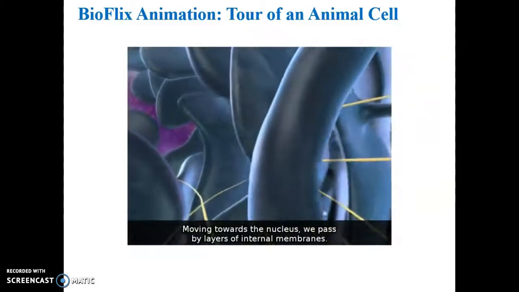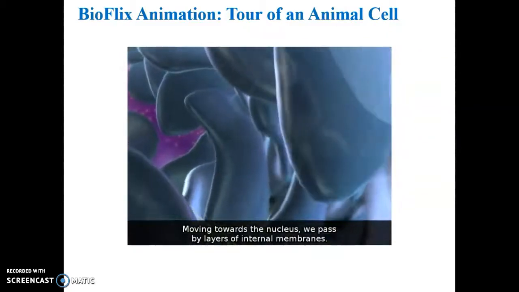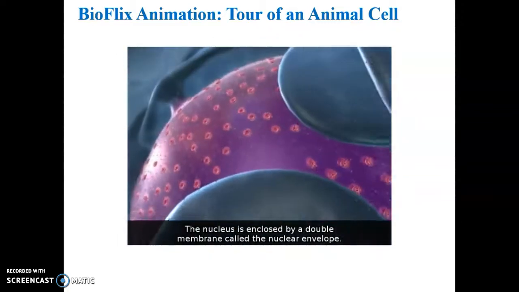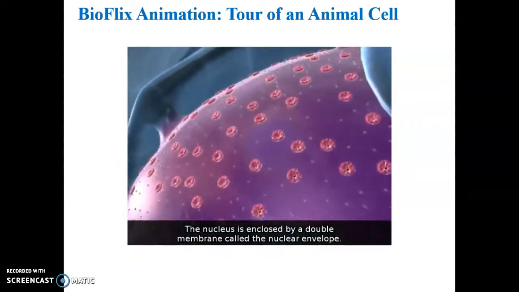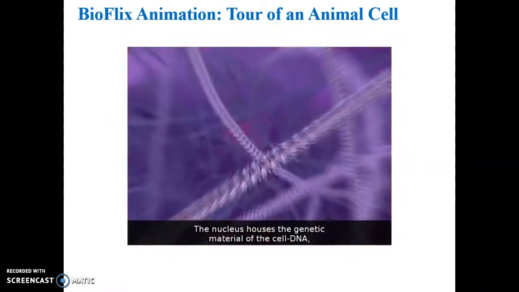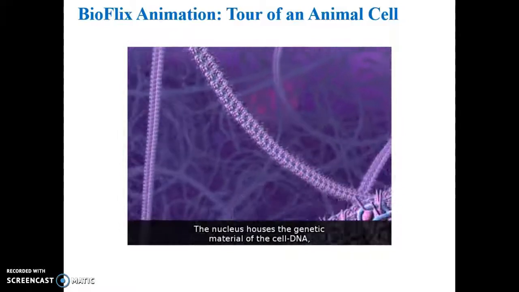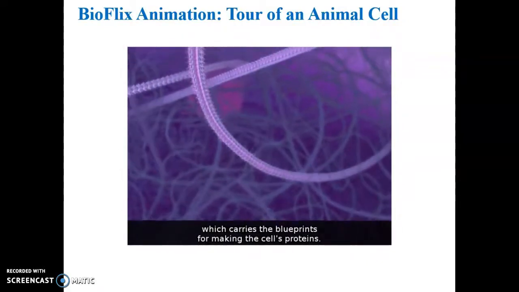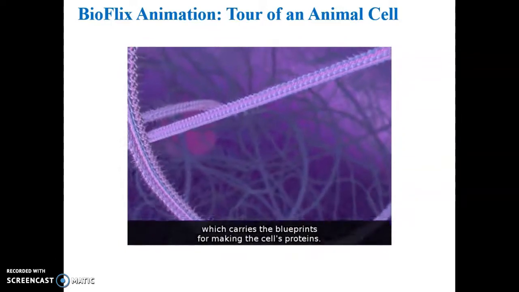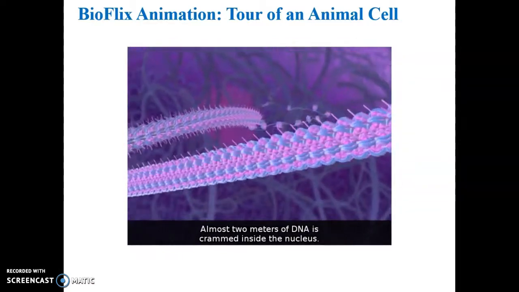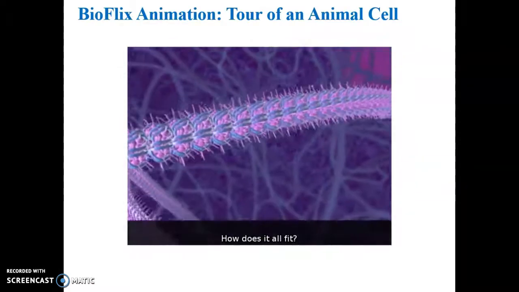Moving towards the nucleus, we pass by layers of internal membranes. The nucleus is enclosed by a double membrane called the nuclear envelope. Let's enter the nucleus through a pore. The nucleus houses the genetic material of the cell, DNA, which carries the blueprints for making the cell's proteins. Almost 2 meters of DNA is crammed inside the nucleus. How does it all fit?